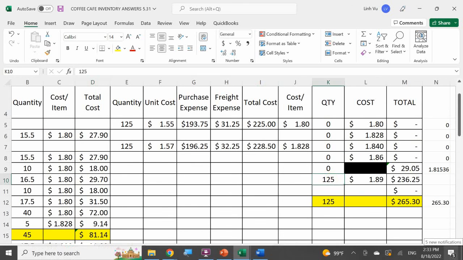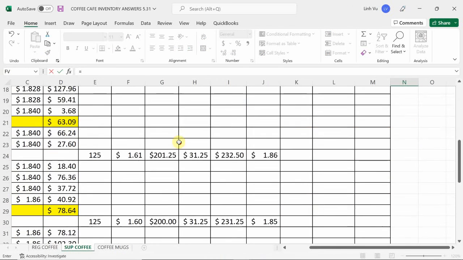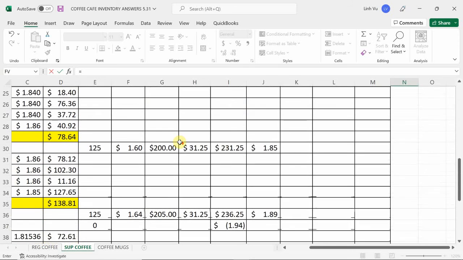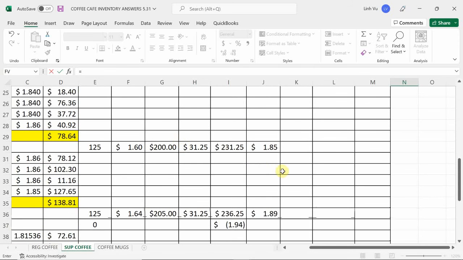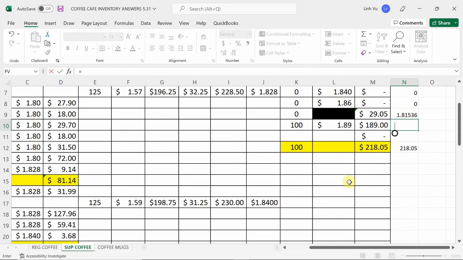All right, because in this case, what's 125 minus 25? 100. So is that going to give me 190, 189? What was it before? $236.25. Yeah, 236.25.